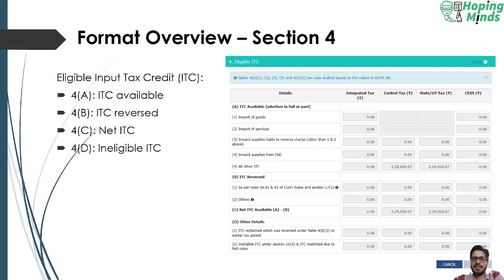Then net ITC, this will be the difference of column 4A and 4B, that is ITC available and ITC reversed. Then in column 4D, there are certain inputs that are not eligible to be availed. Such input tax credits are required to be declared in other details, that is ITC reclaimed, which was reversed under table 4B2 in earlier tax period. And next, ineligible ITC under section 16(4) and ITC restricted due to place of supply rules.